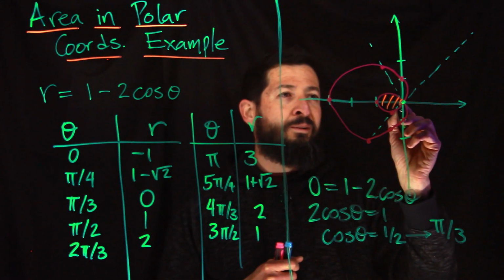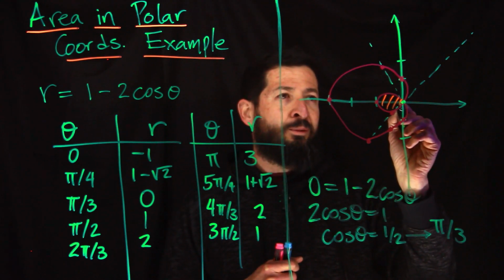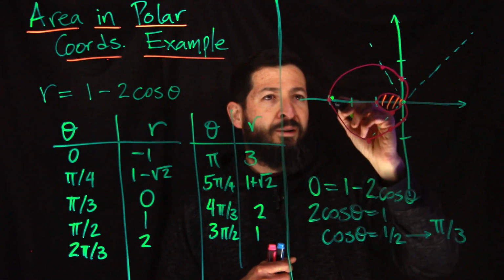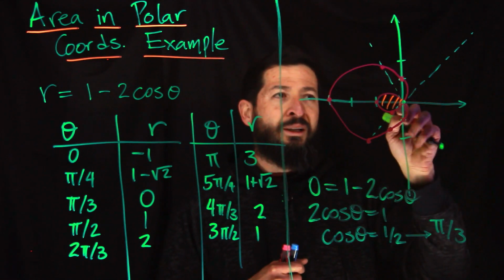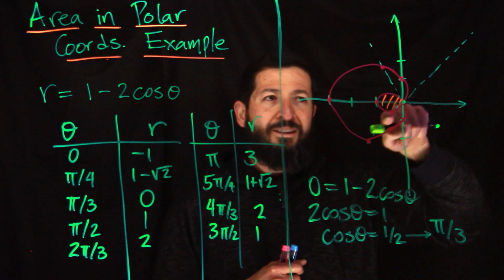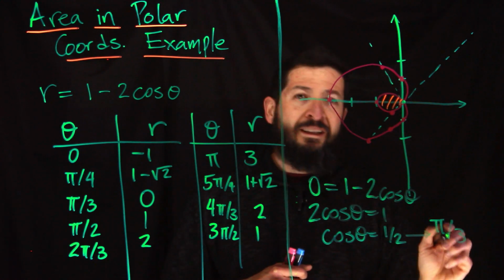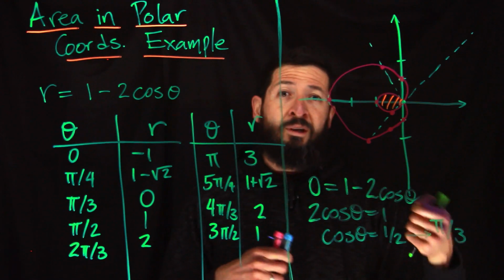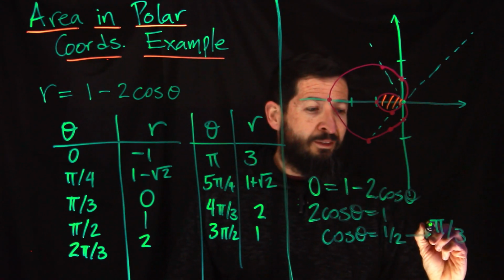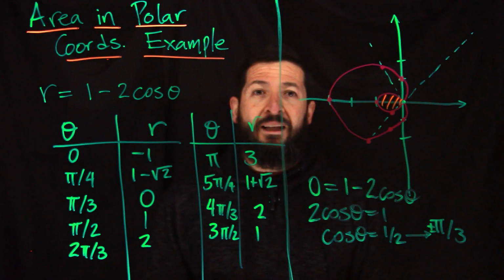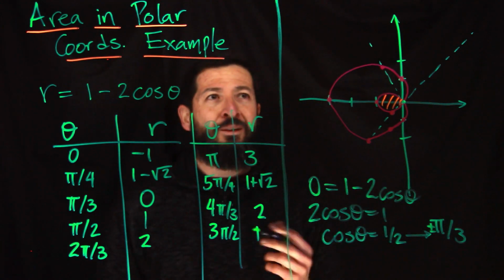But if you notice, pi over 3 to 5 pi over 3 would draw this part, and you would end up computing the outside of the limacon. So what you're going to notice is that when you subtract 2 pi from 5 pi over 3, it is going to give you negative pi over 3. And then that's when you can set up your integral.